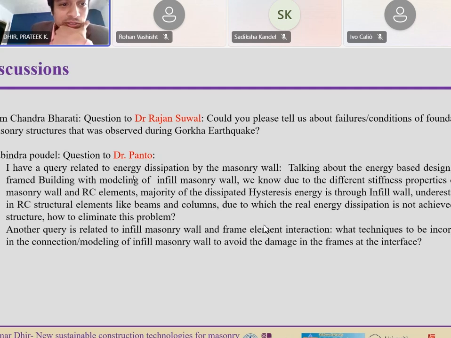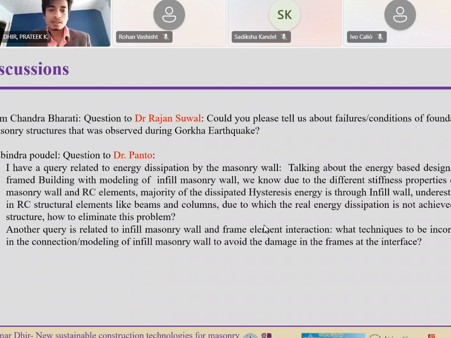He has a query regarding the energy dissipation system of masonry walls. Talking about energy-based design in RC framed buildings with modeling of infill masonry walls, we know that due to different stiffness properties in the infill masonry wall and RC elements, the majority of the dissipated energy is through the infill wall, underestimating RC structural elements like beams and columns, due to which real energy dissipation is not achieved in the structure. So how to eliminate this problem?